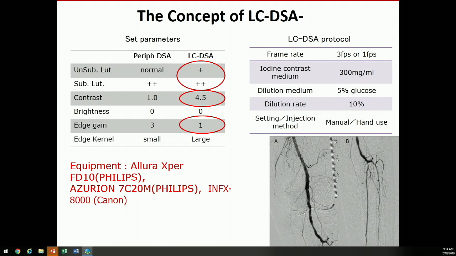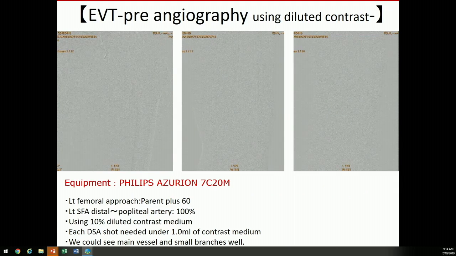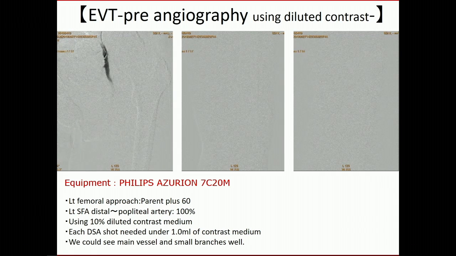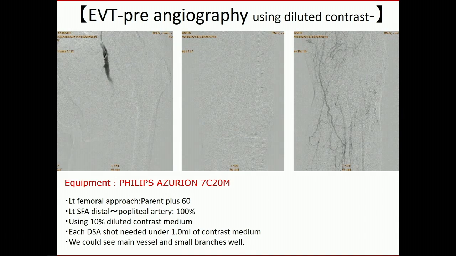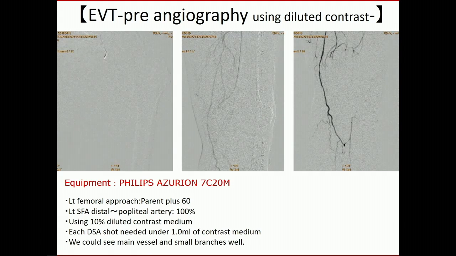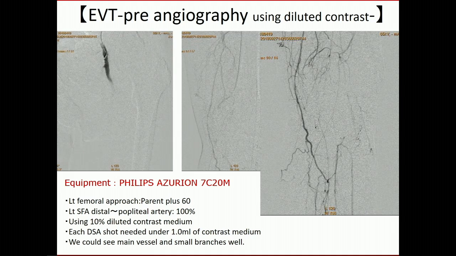This is a static image. We could get acceptable imaging with a small contrast medium. So this is a case, a 70-year-old male with severe claudication of his left leg. He had CKD, and pre-eGFR was about 40. And this is a pre-angiography by diluted contrast. The CTO was from the SFA distal to the P3 segment, and each DSA shot needed under 1 milliliter of contrast medium. However, we could see the main vessels and small collateral channels and connections well, like this.